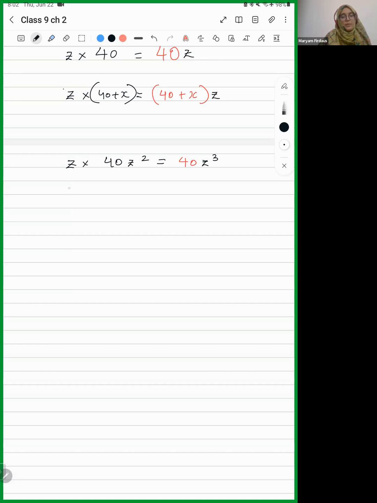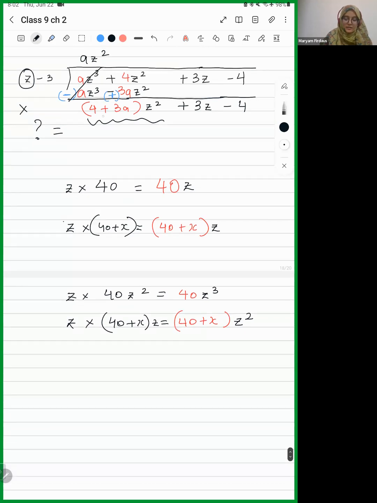Now if I ask z multiplied by what will give you 40 plus x z square, what will your answer be? 40 plus x into z. Very good. So now what is here? Can you see the similarity between this, the first term, and this over here? This is 4 plus 3a. Can you tell me what the answer will be over here? 4 plus 3a into z.